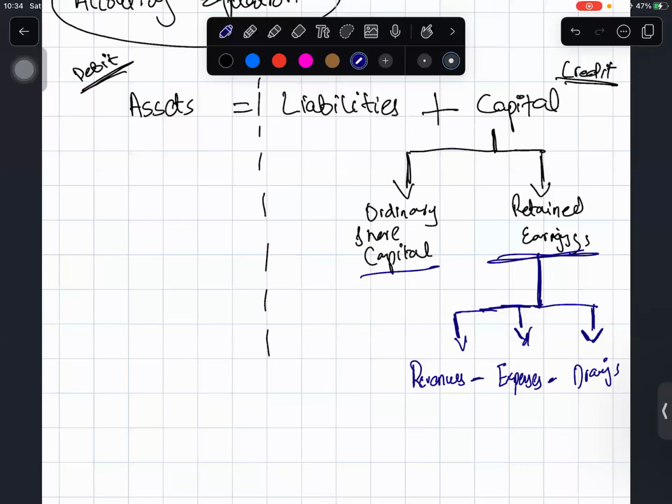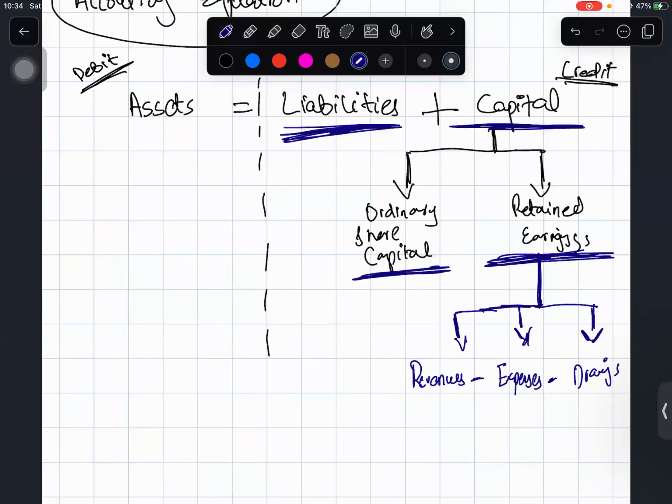Okay. So now, Emily, when we look at this word, liabilities, we know it has a credit nature. When we look at this capital word, we know it has a credit nature. So if capital has a credit nature, this means ordinary share capital will also have a credit nature. This retained earnings account will also have a credit nature. So things are pretty straightforward until this level.